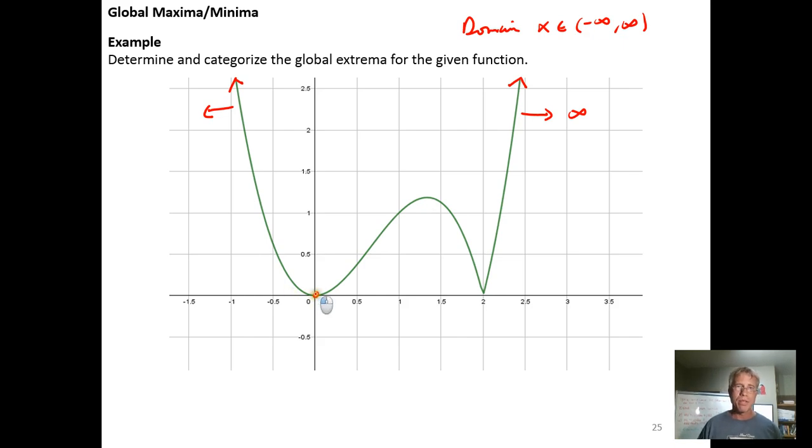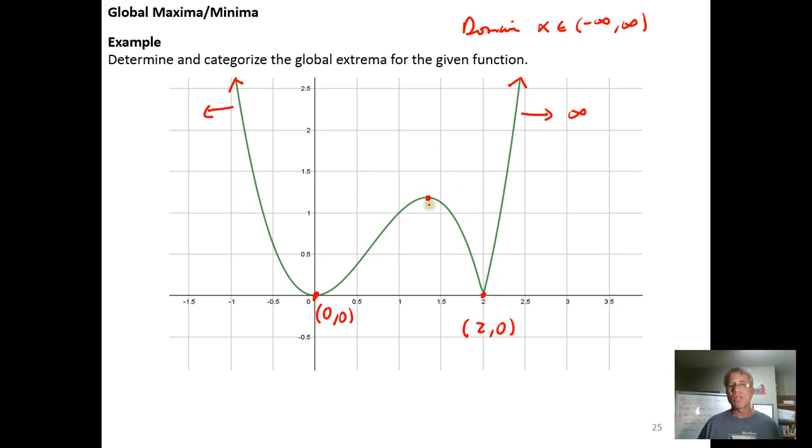So the next step is to identify the locations of the relative extrema, and we can see that we have a relative minimum here. When we input 0, the output is 0. We have a relative maximum here, which we would need to estimate. And then we have a relative minimum here at input 2, output 0.